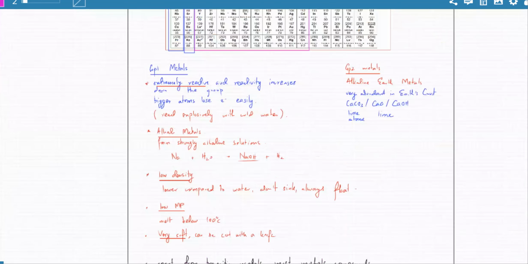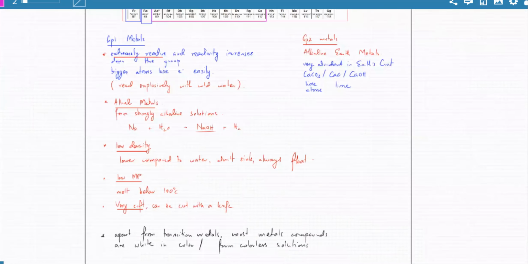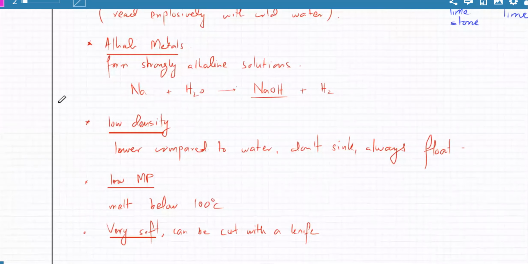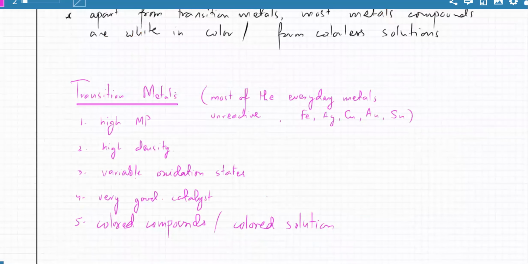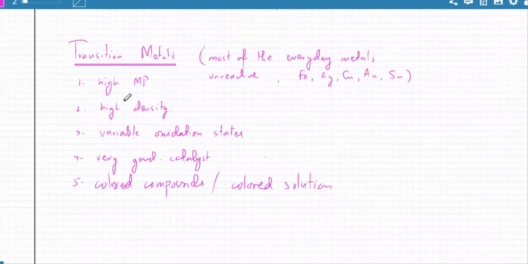Group one is the opposite. They're extremely reactive. That's one. They're known as alkali metals because they dissolve in water to form alkalis. They've got low density and low melting points, and they're soft as well. Transition metals are kind of the opposite. They've got high melting points, high densities, variable charges as well. They're often very good catalysts as well. And they're colored and they form colored compounds as well.